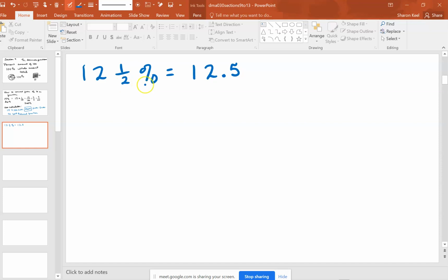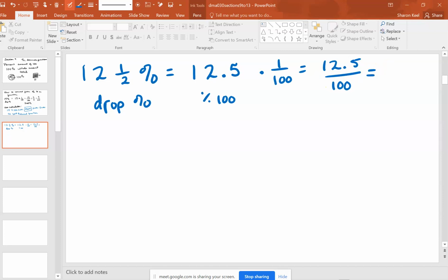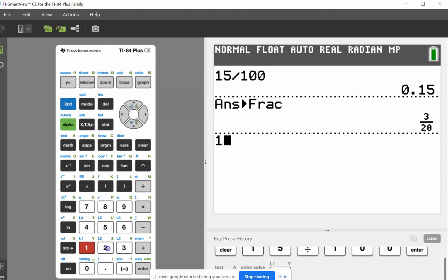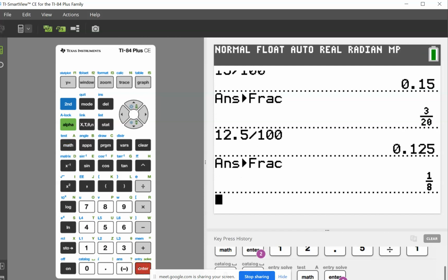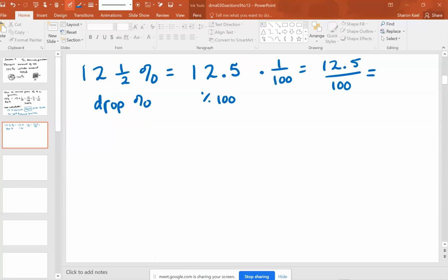So we drop the percent, and then we are going to, in essence, divide by 100. So when we multiply by 1 over 100, that gives us 12.5 over 100. So that's going to be the division. So 12.5 divided by 100, we get a decimal answer. Now we're going to press math and enter 2 times, and that gives us 1/8. 1/8 is going to be our reduced fraction.